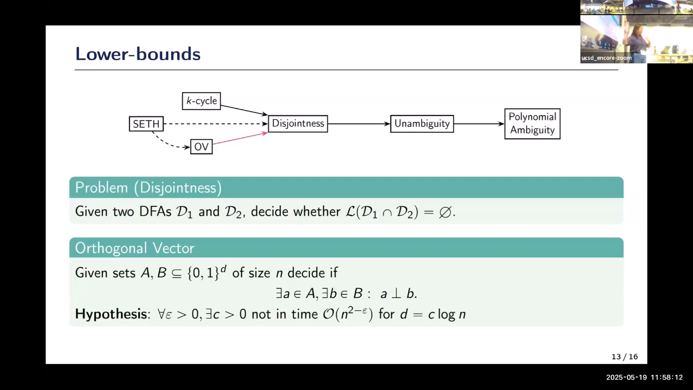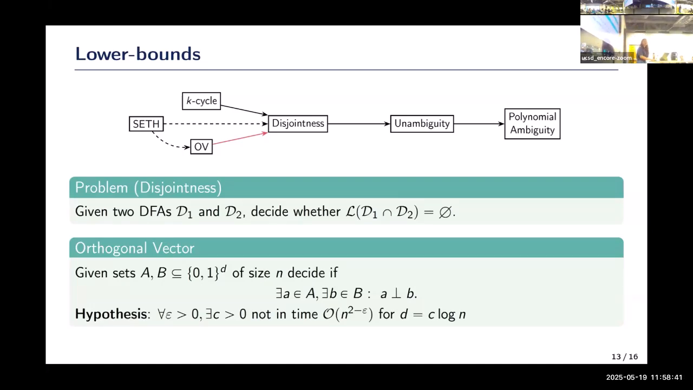So OV, again, let me recall. I know we all know what this is, but you're given two sets of n 0-1 vectors of dimension d, and you want to check if you have a vector in A and a vector in B that are orthogonal. And I believe that this is not solvable in subquadratic time. Okay, so basically what I need to do is encode this property that I need to check in this disjointness problem.